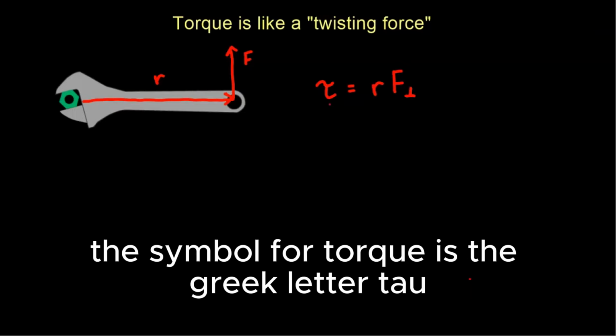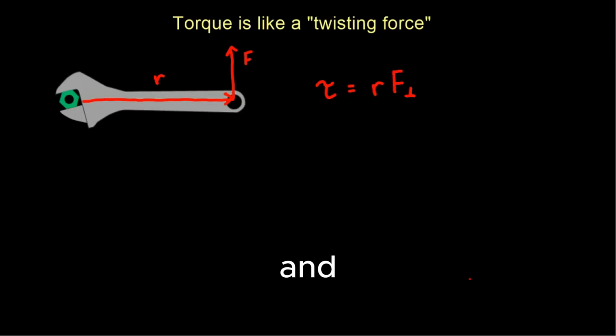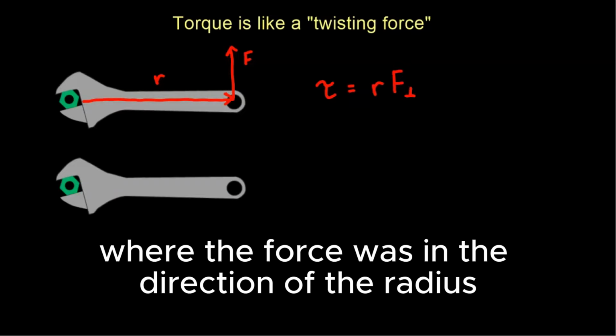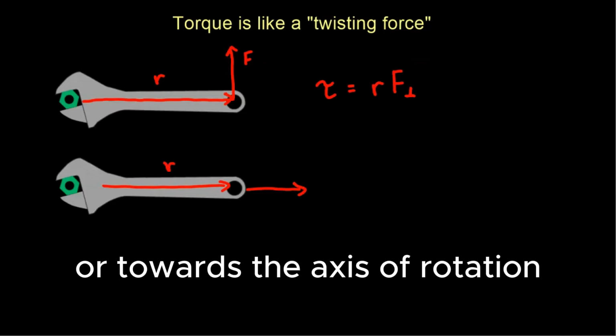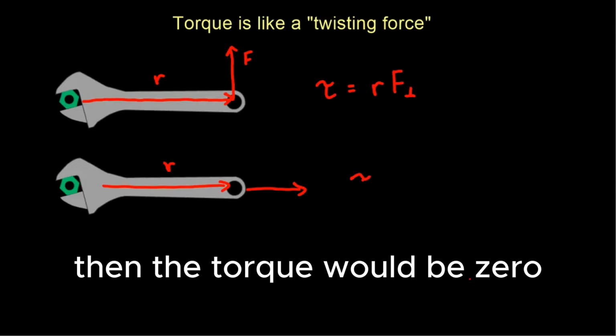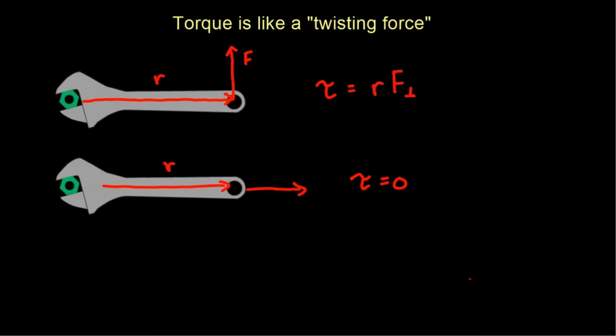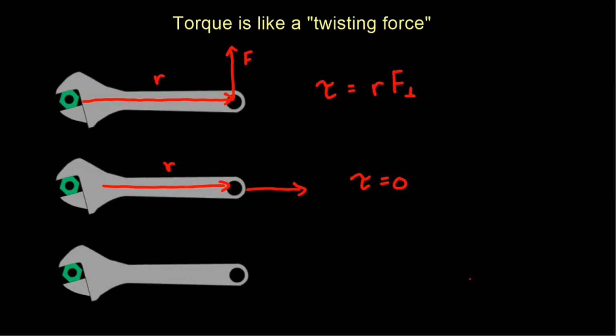The symbol for torque is this Greek letter tau, and if we have a situation where the force was in the direction of the radius vector, so maybe it's being pulled away or towards the axis of rotation, then the torque would be 0. Now, what if you're pushing on it at an angle, such as this one right here? Then what we want to look at is the perpendicular component of the force, and that would be this component right here. And so what we're really interested in is the perpendicular component.